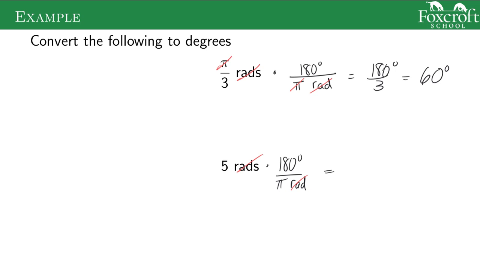I had to use a calculator. 5 times 180 is 900. And there's no nice way to simplify this one, so 5 radians is the same as 900 divided by pi degrees. Whatever that's going to be, it's not going to be a nice number because we started off with a radian measure that didn't have a pi in it.